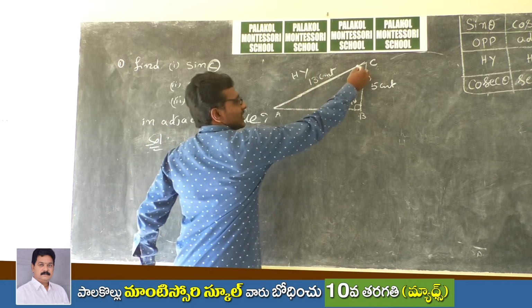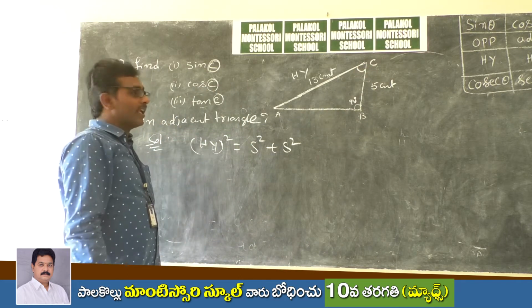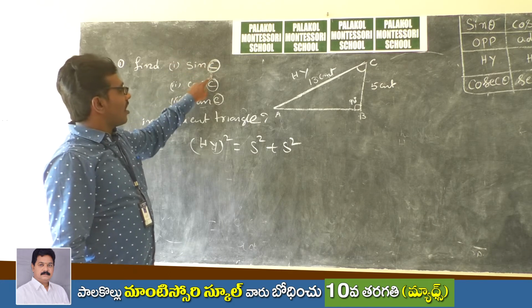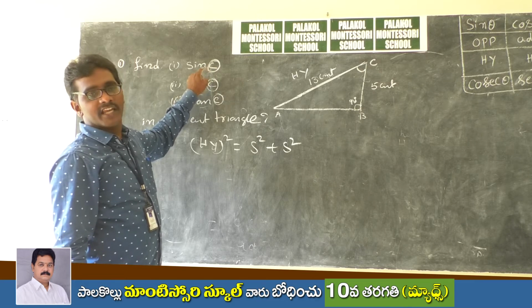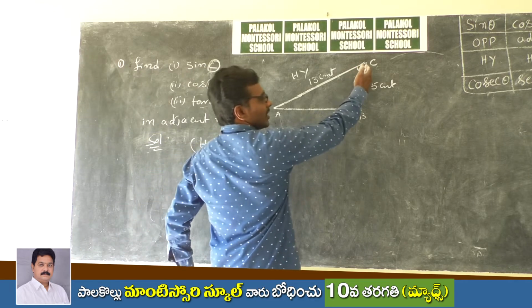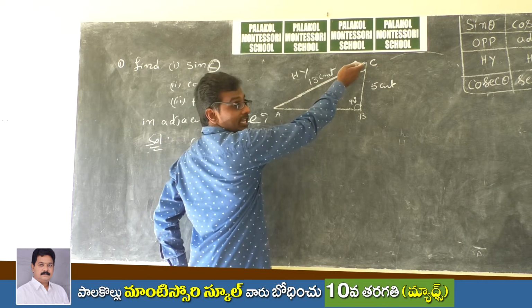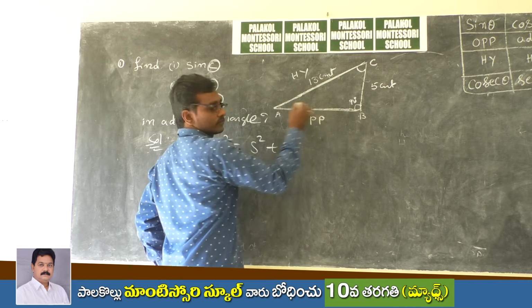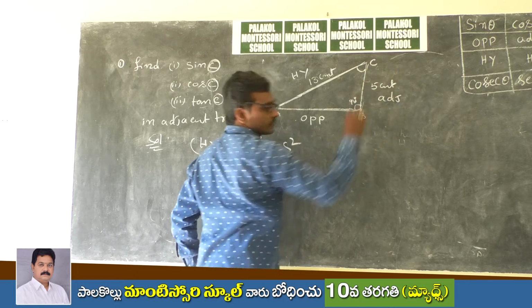In this case, C is the acute angle. Why are we taking C as the acute angle? You find out sin C, cos C, tan C; these are all functions of C. So with respect to C, what about AB? AB is opposite to the angle, so it is called the opposite side. The remaining side is called the adjacent side.